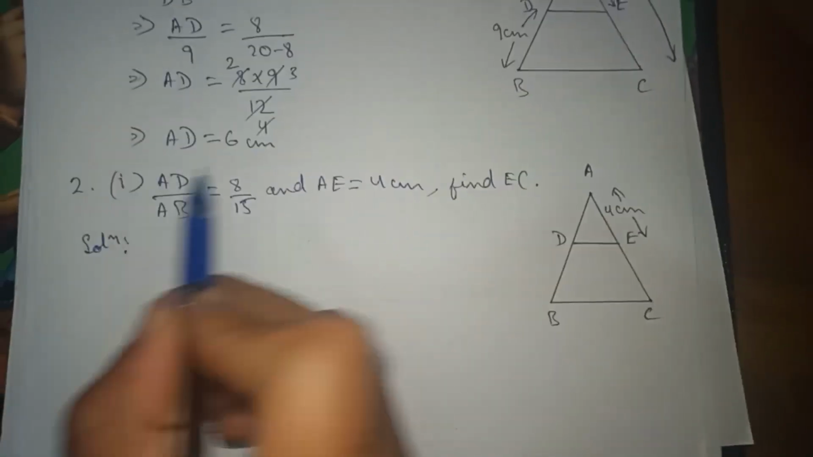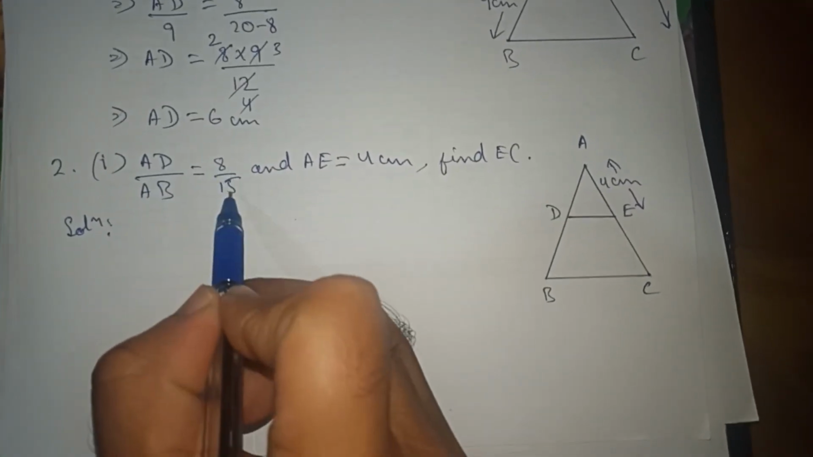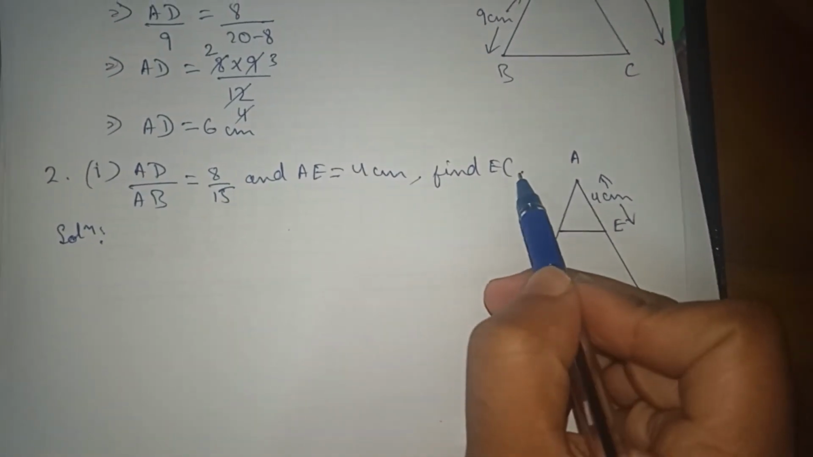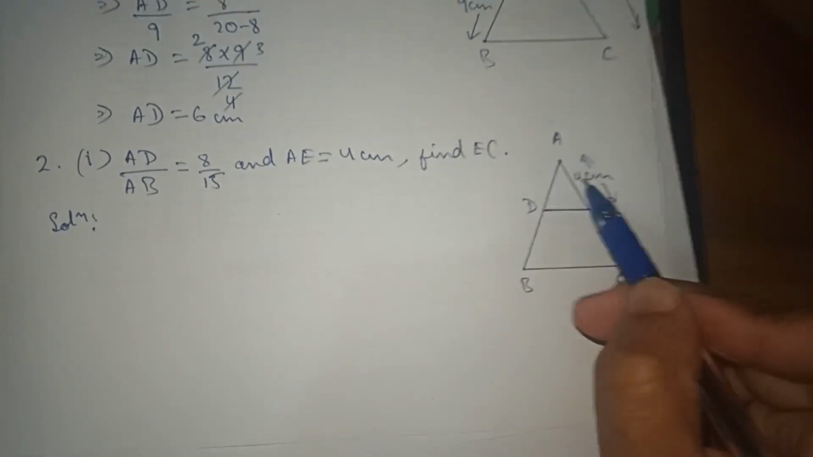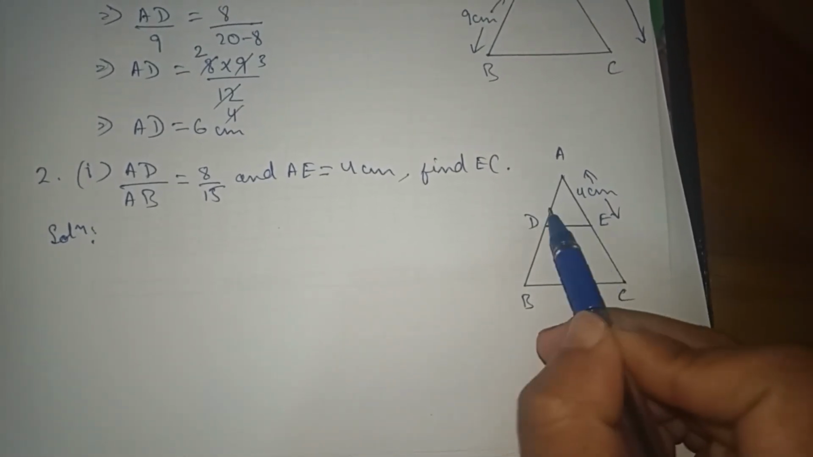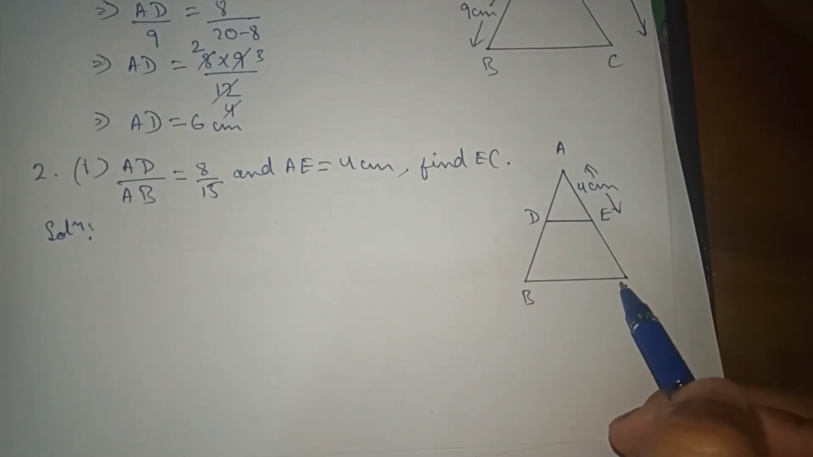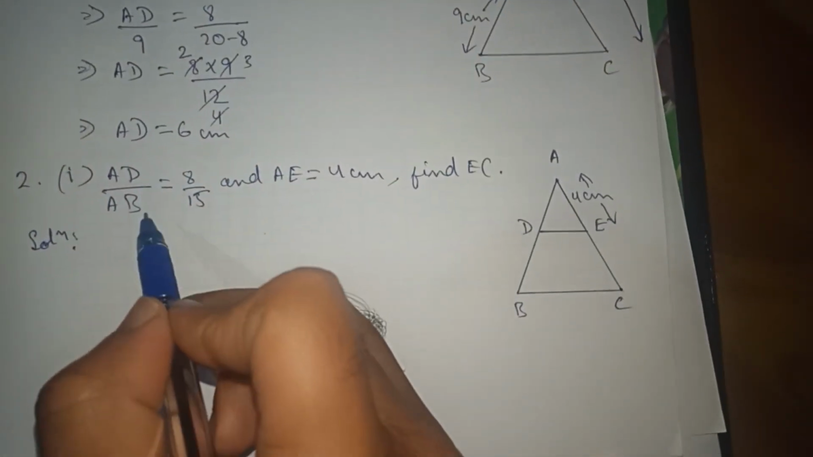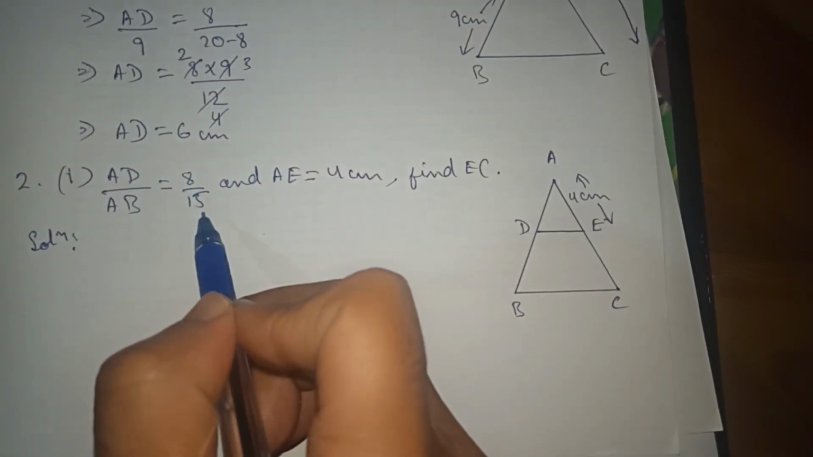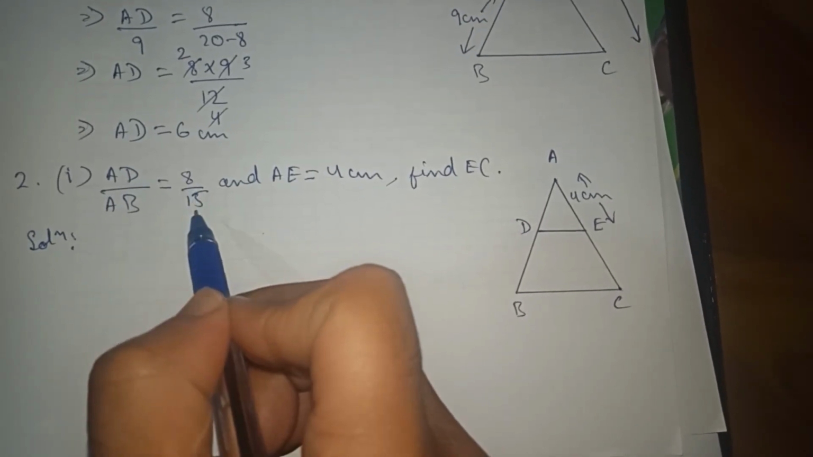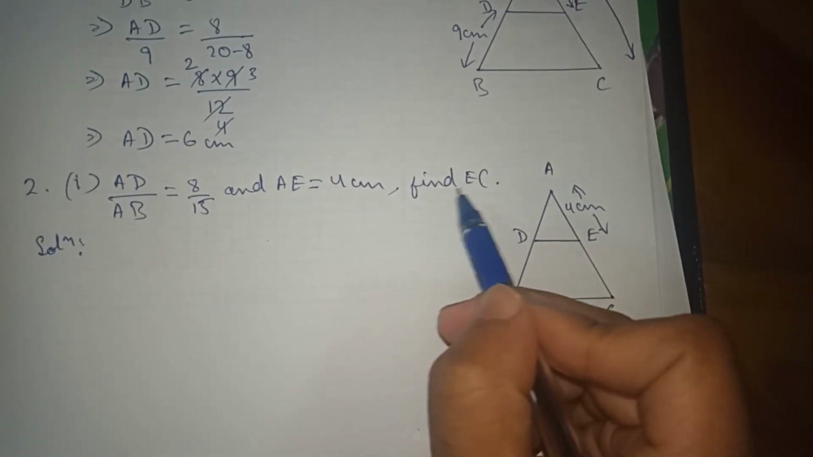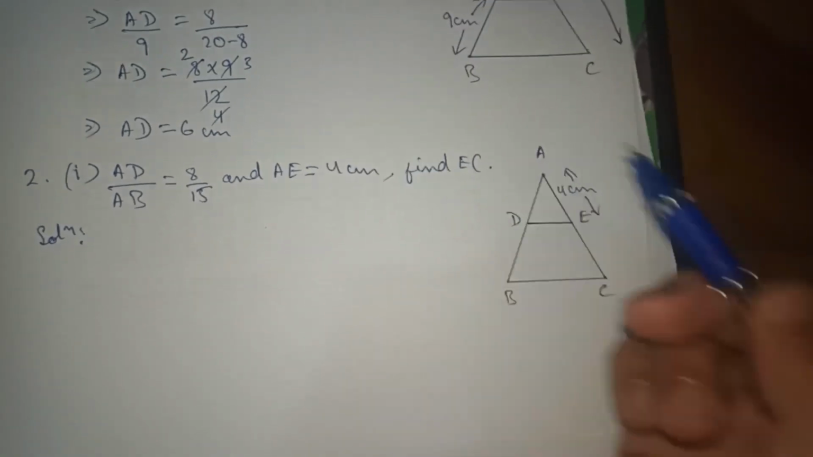Number 2, sub number 1: AD by AB is equal to 8 by 15 and AE is equal to 4 centimeter. Find EC. A triangle ABC where DE is parallel to BC. AE is 4 centimeter, AD by AB is equal to 8 by 15. So I have to find EC.